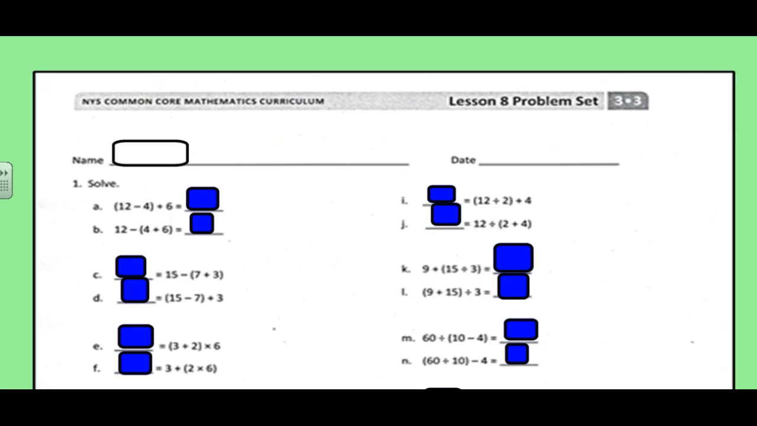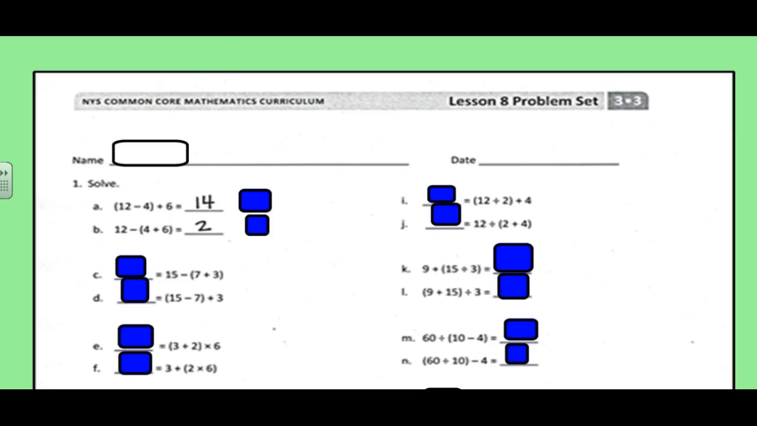So for A, we're going to start with subtracting 12 and 4. I know that 12 minus 4 gives me 8. And if I take 8 and add 6 to that, I get 14. So now we're going to go down here and solve it a different way. We're going to start with the 4 plus 6. And I know that 4 plus 6 would give me 10. And I know that 12 minus 10 would give me 2.